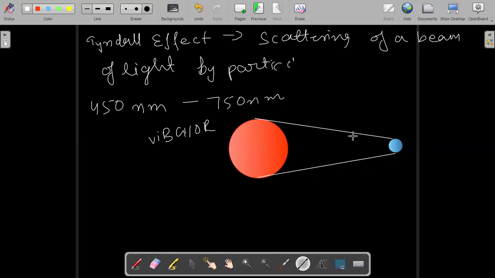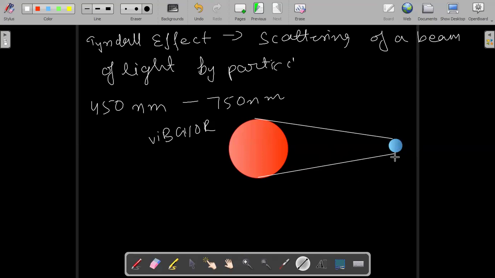No, sir, because particles are not between Earth and Sun. There are no particles present between the Sun and the Earth. Since there are no particles present between the Sun and Earth, no scattering will take place, and hence the path of the light through which the Sun's light is traveling will not be visible to us on the Earth. Got it? Yes, sir.